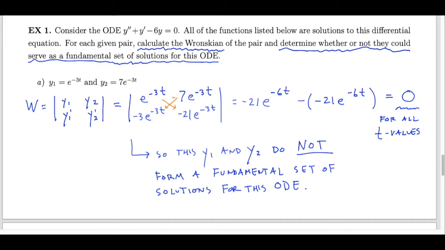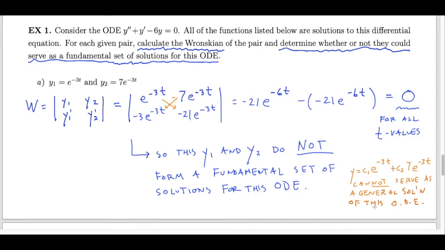So our conclusion is that these two functions, y1 and y2, do not form a fundamental set of solutions for this ODE. You can check that both of these functions are solutions to the differential equation, but actually if you look at them, y2 is just a scalar multiple of y1. So if we were to try to build a general solution out of these two building blocks, what this Wronskian calculation is telling me is that that general solution would not be robust enough to enable me to solve for coefficients C1 and C2.